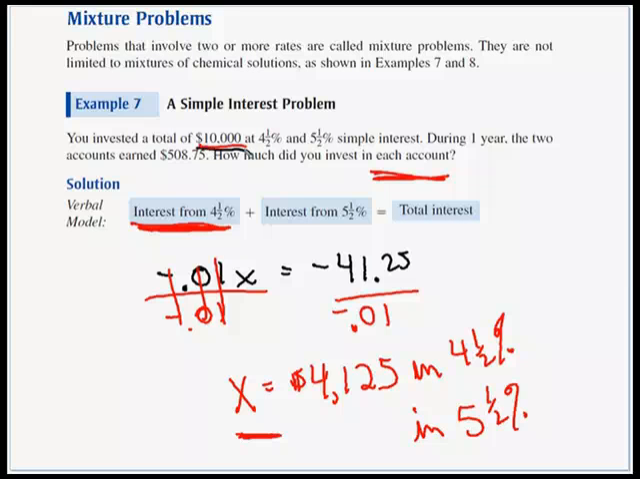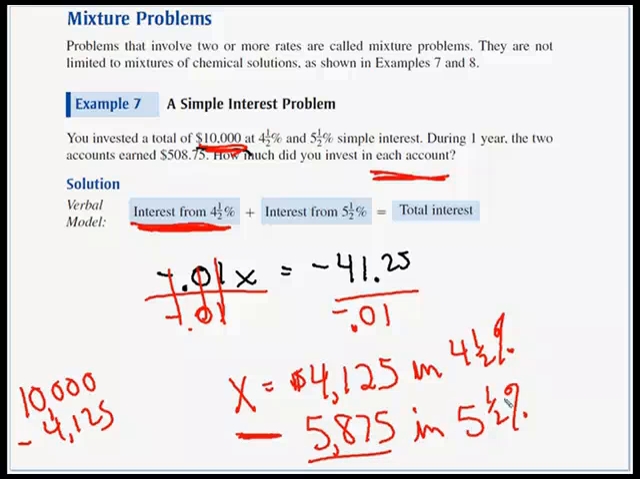Well, remember we invested 10 grand total. So 10,000 minus 4125 is 58.75. 58.75 in the 5.5% account. And you know those totals do add up to 10 grand.